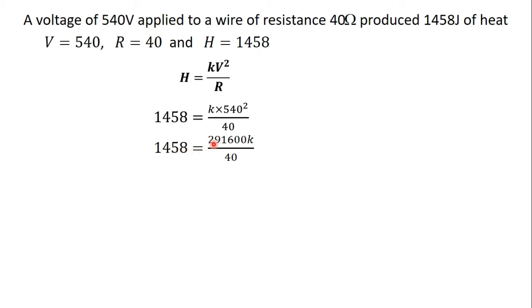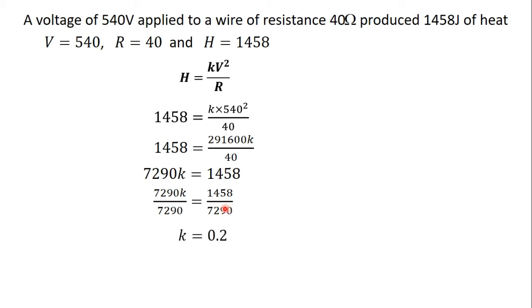So we have 1458 is equal to 291600K divided by 40. When we break this down further, you are going to have 7290K is equal to 1458. We divide both sides by 7290. So we divide the left hand side by 7290. We divide the right hand side by 7290. And K is equal to 0.2. So you see that immediately you get to this level, the rest is solving a linear equation. So if you solve this linear equation, you are going to have K as 0.2.